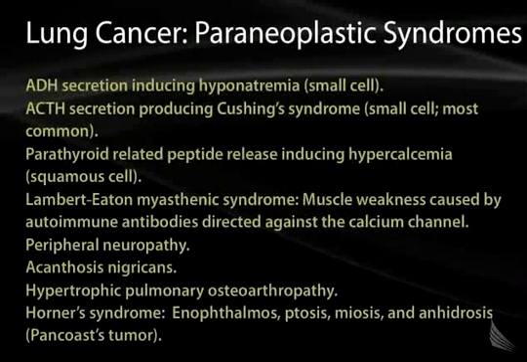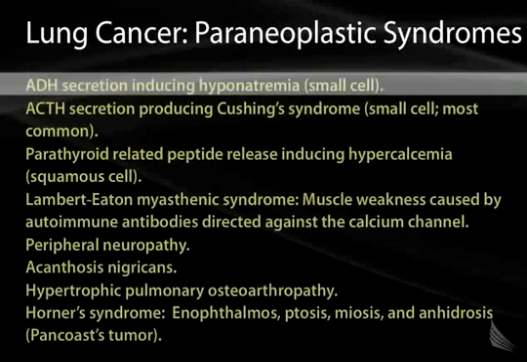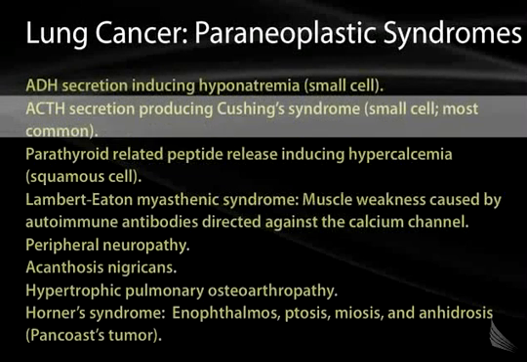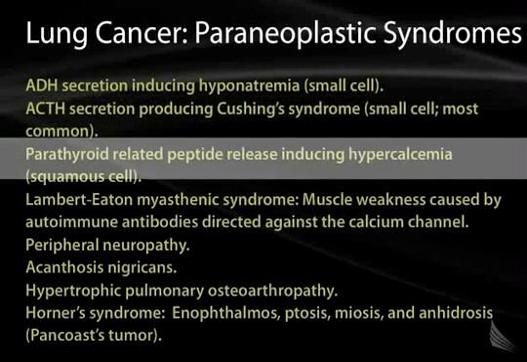When you have a paraneoplastic syndrome, there are multiple issues that can occur. If your cells are producing ADH, you can have hyponatremia, which is normally seen in small cell cancer. You can also have ACTH-secreting cells, which can cause a Cushingoid syndrome. This can be seen in small cell as well. Squamous cell carcinoma normally causes hypercalcemia when you have a PTH-related peptide-releasing hormone.